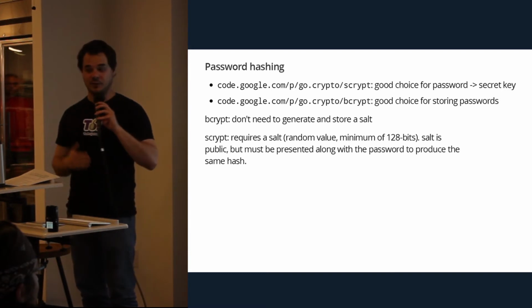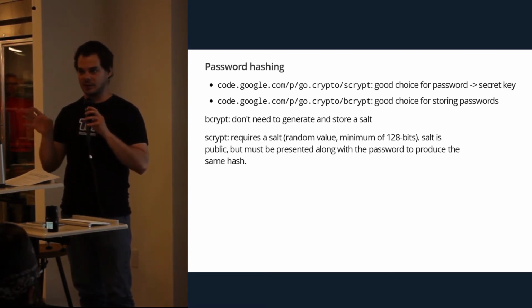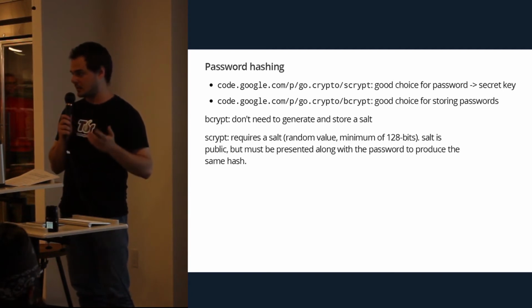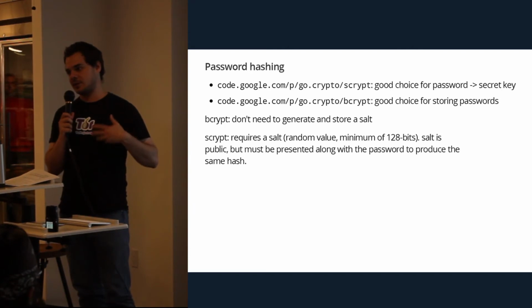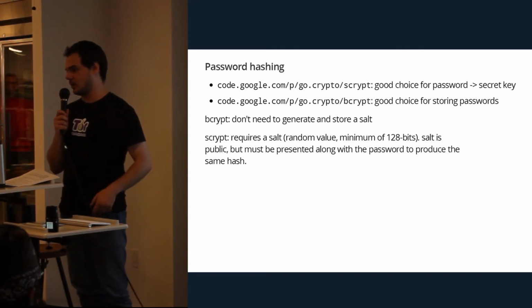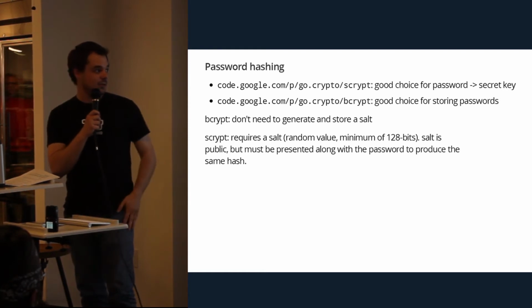And then bcrypt, if you're storing a password. Bcrypt's format includes the salt and all the other information that you need to reconstitute that. So it's a good choice for when you want to store a password. You don't have to have a separate column for salt and hash. You can just store this bcrypt result.